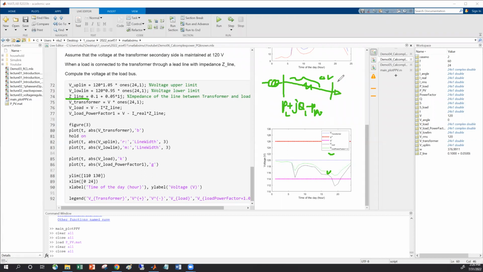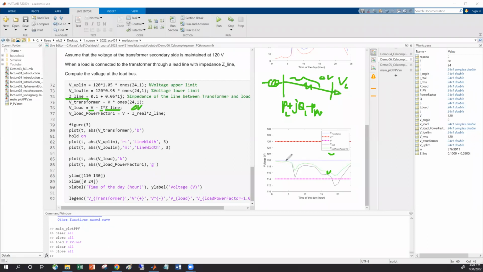So if I want to compute the V load here, what should I do? Basically, I can use the V minus the I, because I already computed I in our last section. And then the I times this Z line would be the delta V. So that's how I compute the V load.